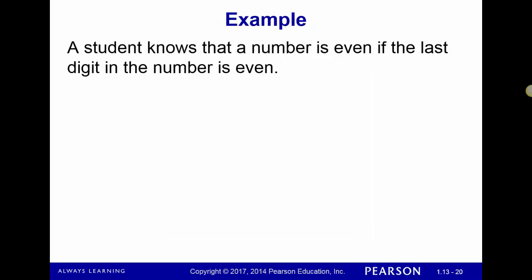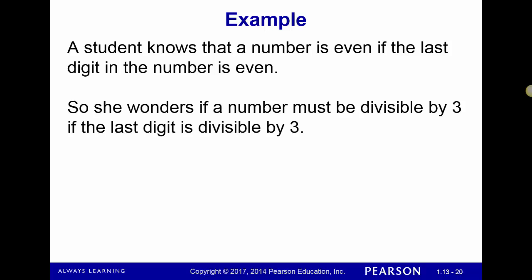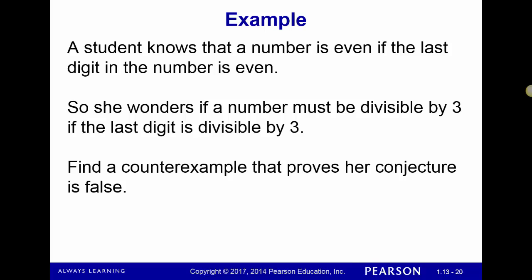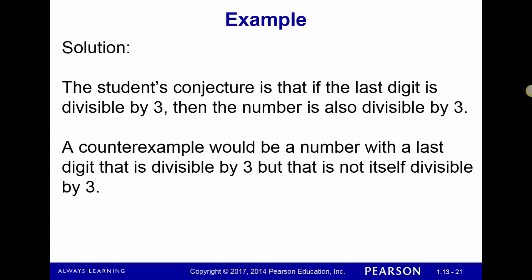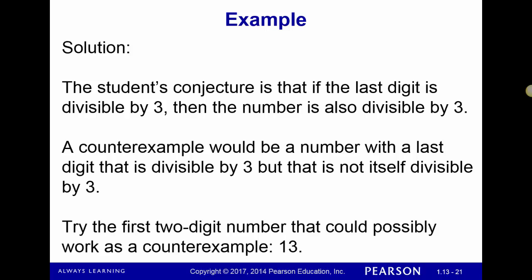So let's say a student knows that a number is even if the last digit in the number is even. So the number 12 is even, 14, we know that's true. The student wonders if a number must be divisible by 3 if the last digit is divisible by 3. Find a counterexample that proves her conjecture is false. So the student's conjecture is that if the last digit is divisible by 3, then the number is also divisible by 3. So a counterexample would be a number with the last digit that is divisible by 3, but itself is not divisible by 3.